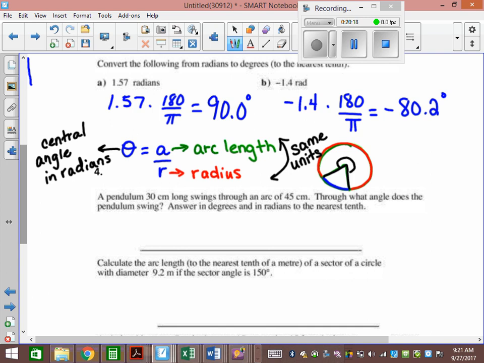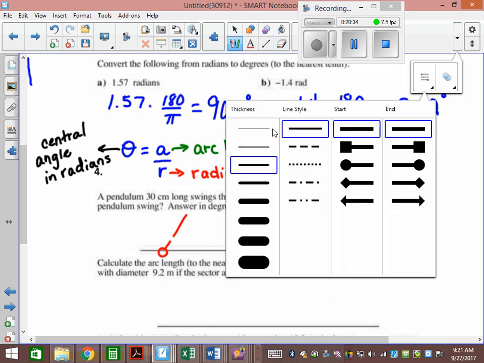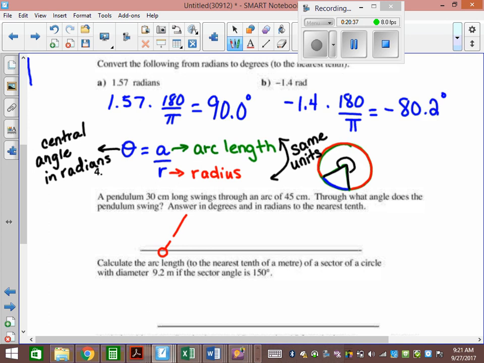Okay, so let's look at this first one. A pendulum 30 centimeters long. So we have a pendulum, and it's 30 centimeters long. Swings through an arc of 45 centimeters. So that arc is always the bottom outside part, right? That's the arc length. So it swings through an arc of 45 centimeters.